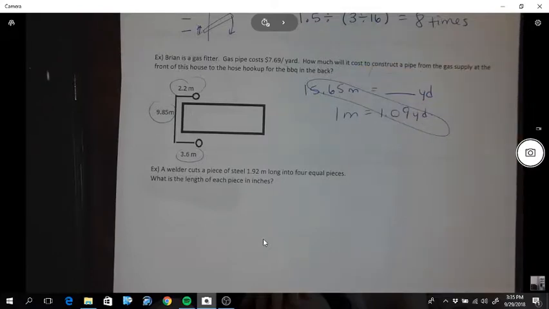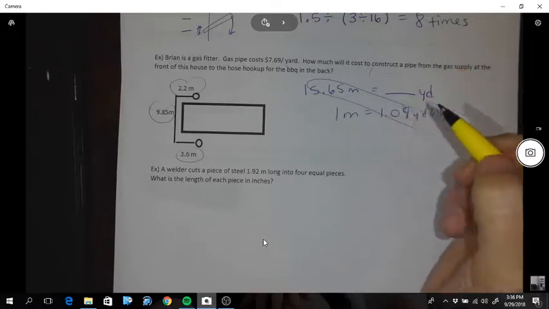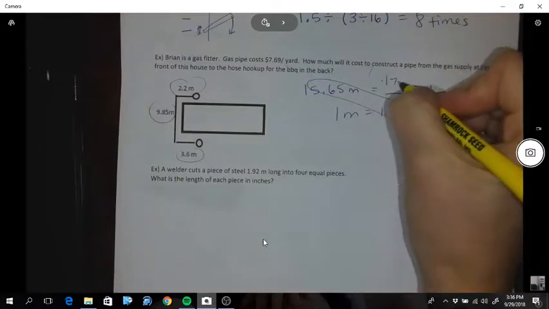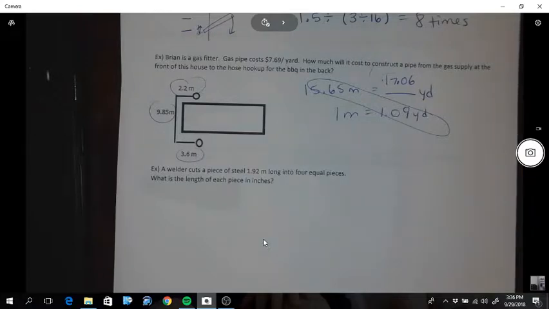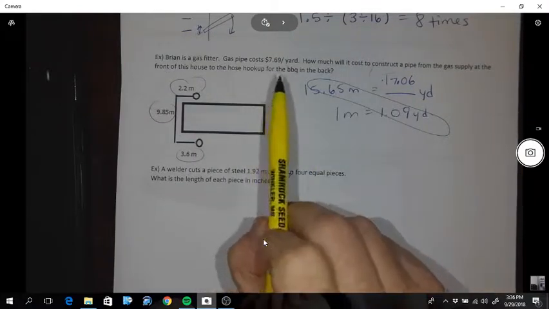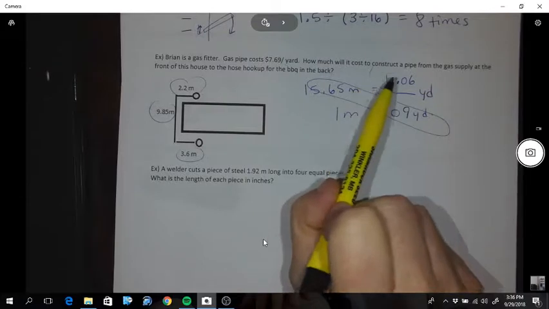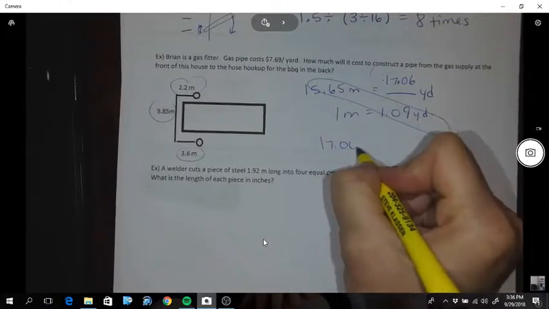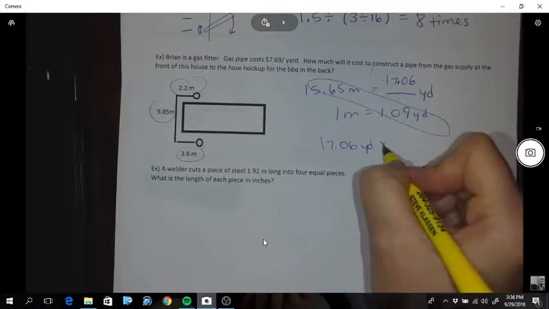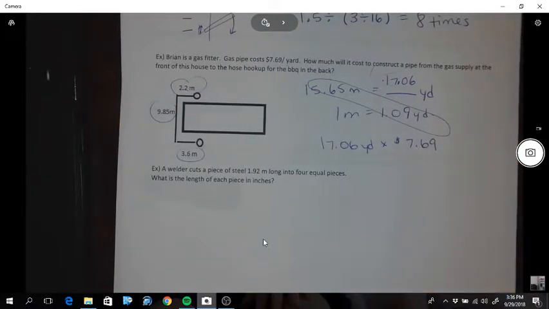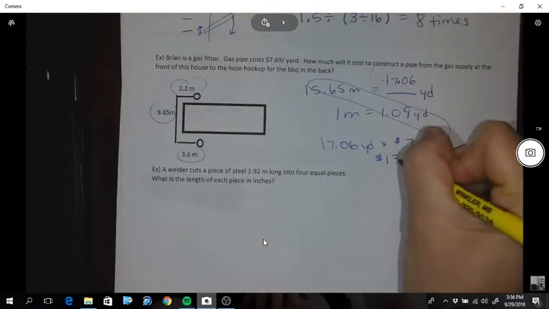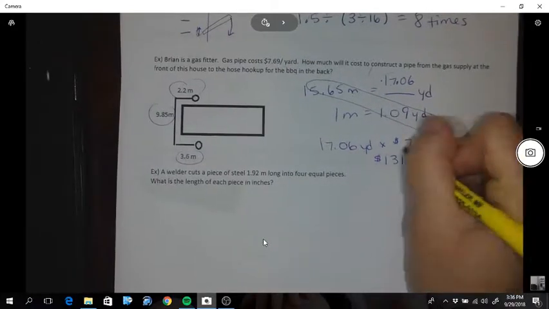Then I'm going to multiply those 2 numbers together. So I end up with 17.06 yards. But I'm not done my question because I haven't answered it. How much will this cost? 17.06 yards, and each yard costs me $7.69. So now my final answer would be that the cost is $131.18.